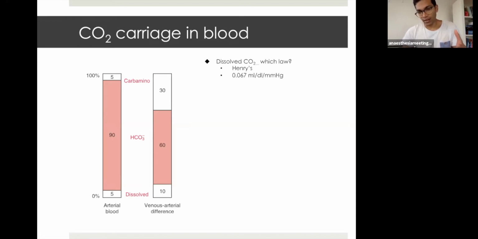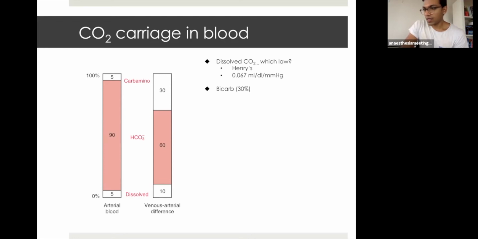It's one of those things that you will constantly go through, the dissolved oxygen, but dissolved CO2 is less of a number that you'll remember. You can work it out just by knowing that it's 20 times more soluble. So dissolved CO2, Henry's law, it's 0.067.